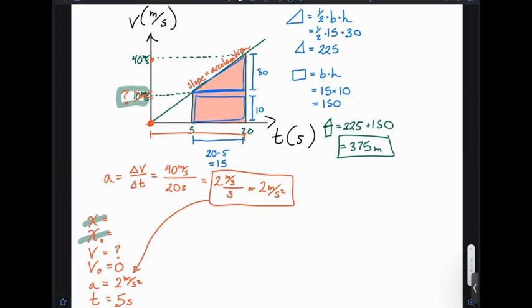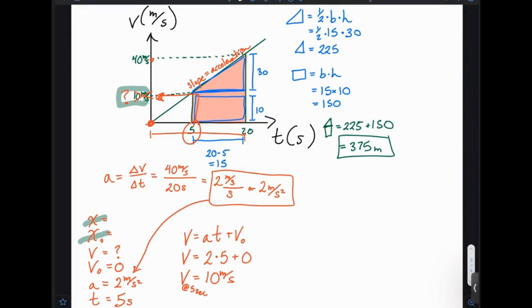Now, if I wanted to find the velocity at 12 seconds, then I would put 12 seconds there. But right now, I want to know at 5 seconds, what is that velocity? So the best equation for me to use is that my velocity is equal to acceleration times time plus my starting velocity. And so this velocity at 5 seconds will be equal to my acceleration, which is 2, times time, which is 5, plus my starting velocity, which is 0. And so that means that my velocity at 5 seconds is 10 meters per second.